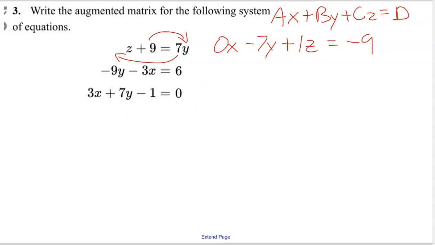All right, now I'm going to do the second one. This one is already in a good form. The only thing it's missing is a 0 for the z term. So I put, and it's in a different order. So I put the negative 3x first. I put the negative 9y behind it. And then I plugged in a 0z and then left it equal to 6. I didn't have to move anything across the equal sign on that one.